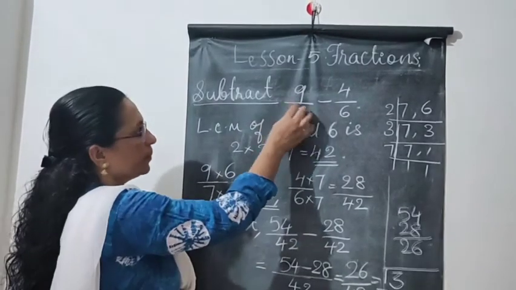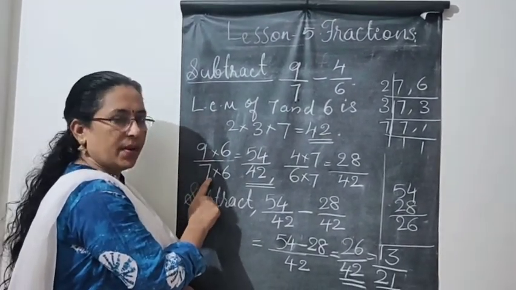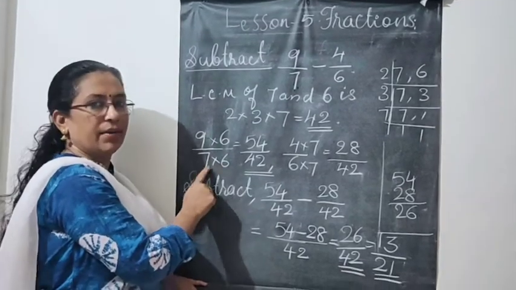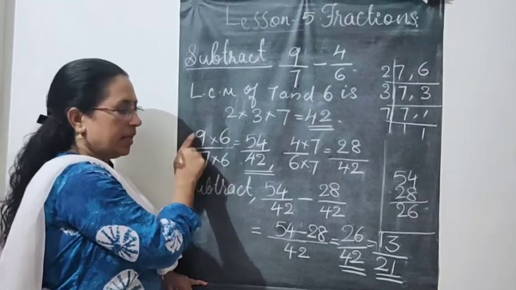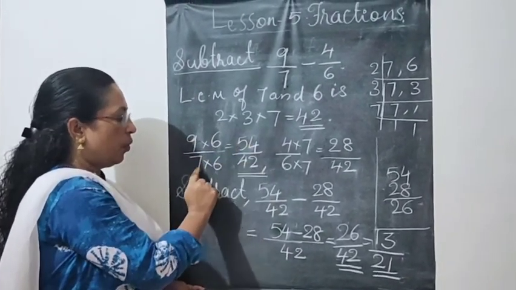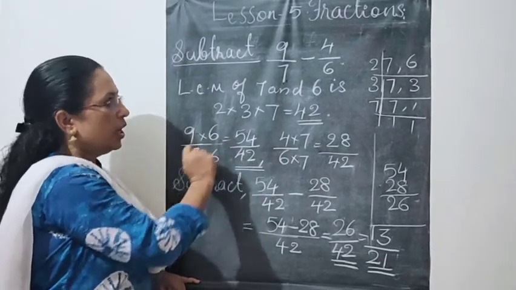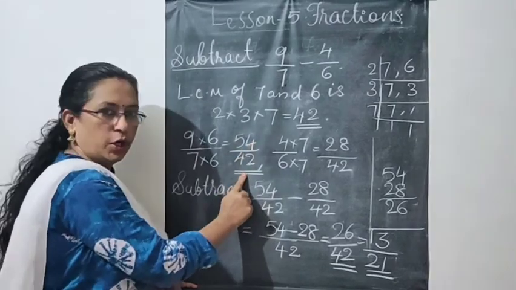That means 9 by 7: 7 multiplied by which number is equal to 42? 7 multiplied by 6. The same 6 we multiply with the numerator. That means 9 multiplied by 6 is equal to 54. 7 6s are 42. Now instead of 9 by 7, we have to take 54 by 42.